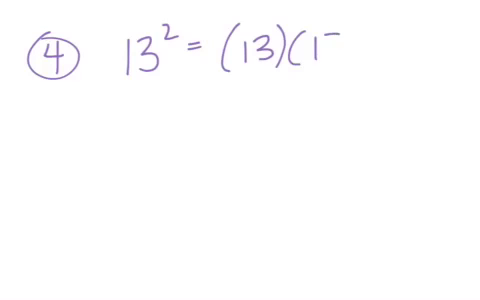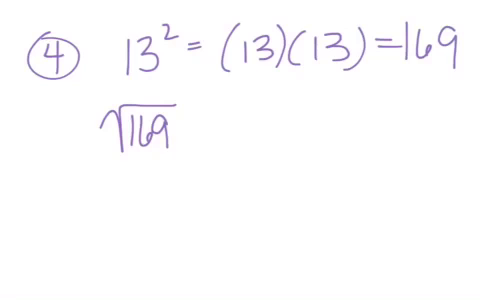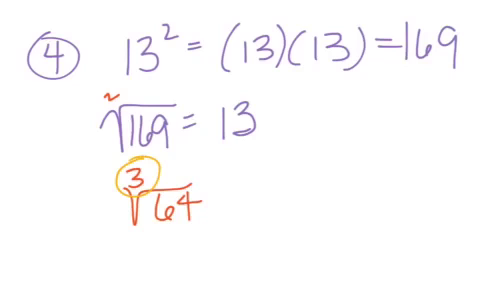Number 4, 13 squared. 13 times 13, which of course equals 169. And if we took the square root of 169, it would give us 13. Now you'll notice the square root does not have a 2 right here. It's understood. But if it were a cube root of, say, 64, it does have the 3 there to indicate a cube root.